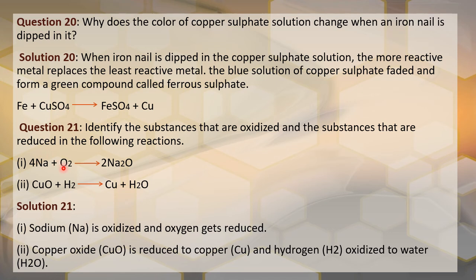CuO plus H2 gives Cu plus water. Loss of O by copper oxide, or addition of O on hydrogen to become water. That means converting hydrogen to water is oxidation. Converting CuO to copper is reduction. So the substance which is oxidized is hydrogen, and the substance which is reduced is copper oxide, that is given here in the answer.